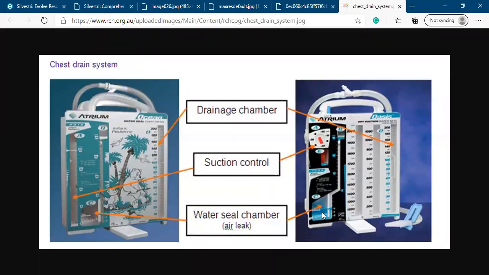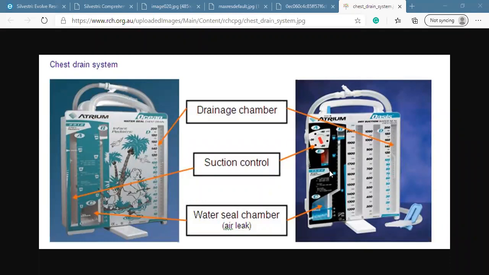The question can come on the board: if in the water seal we see continuous bubbling, what is the problem? It indicates there are leakages in the system. But intermittent bubbling in the water seal is a good sign. Okay, so intermittent bubbling in the water seal is a good sign, I said.